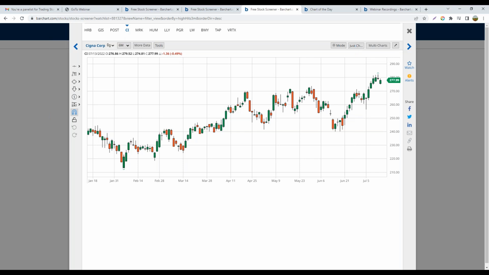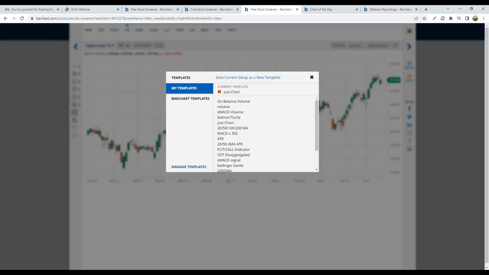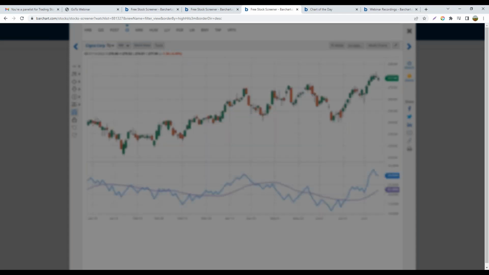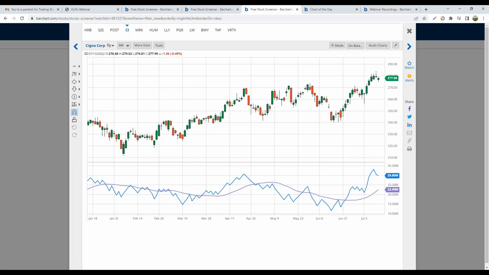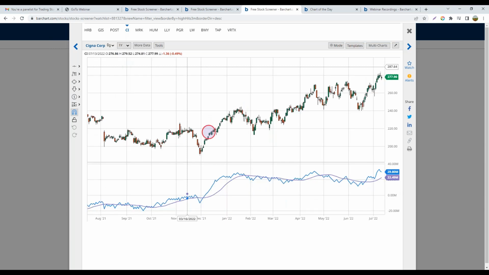volume. Now, what I'm doing here is I'm coming into our templates. Now, I've created for today's session a template based on the study of unbalanced volume. Now, you can find the study on any chart by just clicking on adding studies, and you can create a template based on the studies that you want to look at. So here is Cigna, and so let me talk about on balance and what this means.